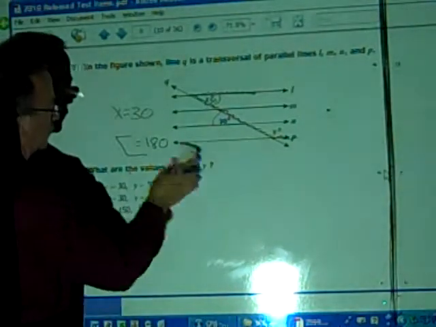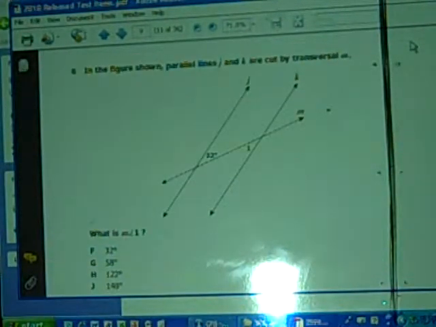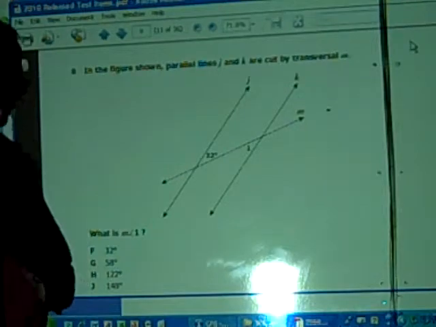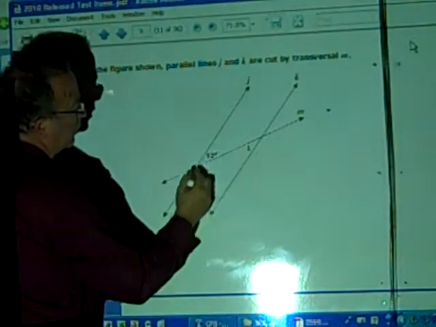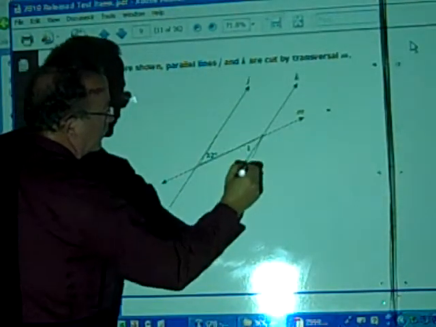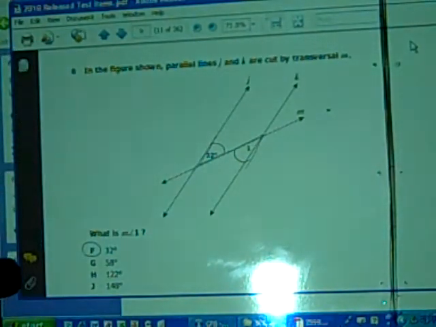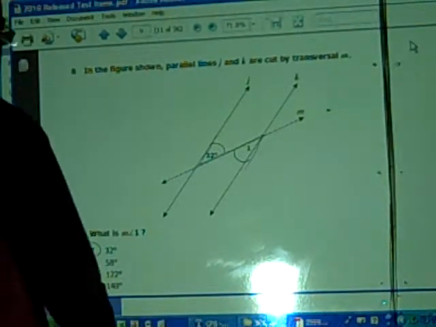Number 8. Okay, same type of problem here. This is probably easier than most. It said the lines J and K are parallel. They give us 32. They ask us for a measure of angle 1. If these are parallel, we know we've got our Z here. Alternate interior angles, therefore your answer is F. 32, not hard. 8, 2 more.